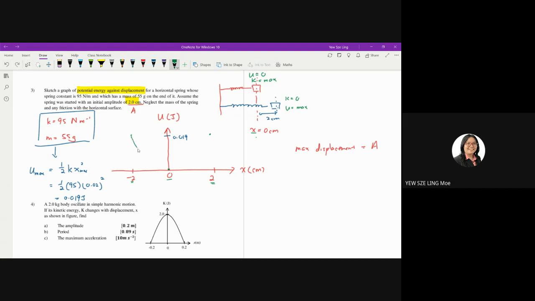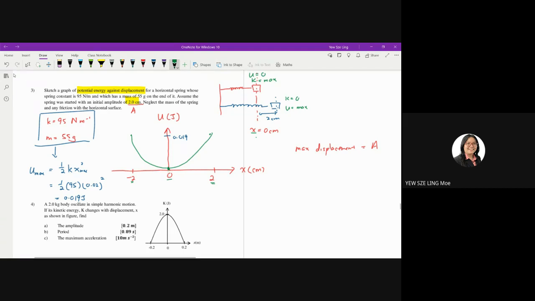Okay, a U-shaped graph. So this is the shape of the graph that we are going to sketch. Something like this. So you sketch it in your books. So here is 0.